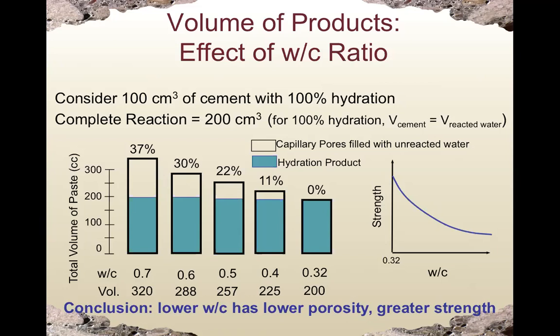More pores means weaker concrete, the strength of concrete will be weaker, and the permeability of concrete will be higher. That will translate into lower durability. So the concrete becomes weaker and less durable when we increase the water to cement ratio. The conclusion is lower water cement ratio has lower porosity, so that will increase the strength and also make the concrete more durable by reducing the permeability of concrete.